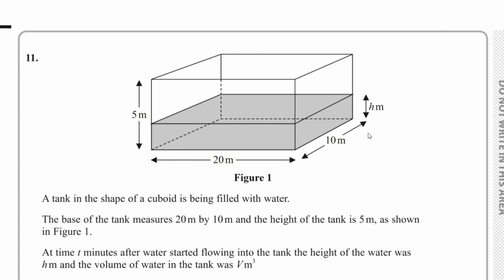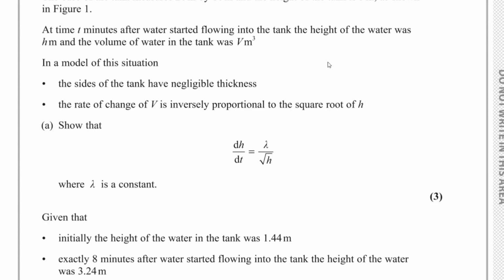Question number 11. The tank is the shape of a cuboid being filled with water. The base of the tank measures 20 meters by 10 meters and the height of the tank is 5 meters, as shown in figure 1. At time t minutes, after water started flowing into the tank, the height of the water was h meters and the volume of water in the tank was v meters cubed. In a model of this situation, the sides of the tank have negligible thickness. The rate of change of v is inversely proportional to the square root of h.